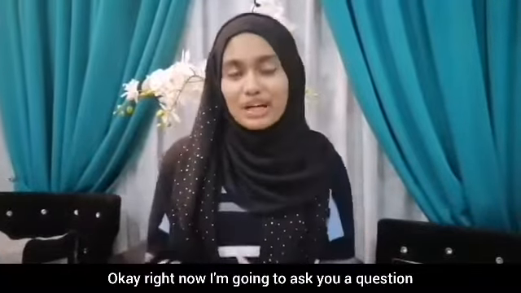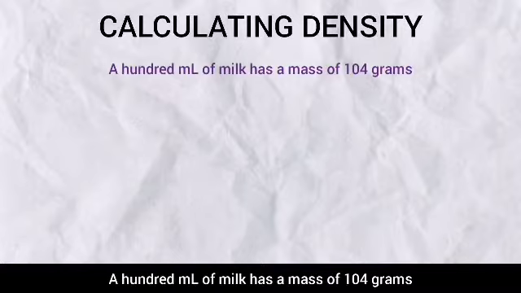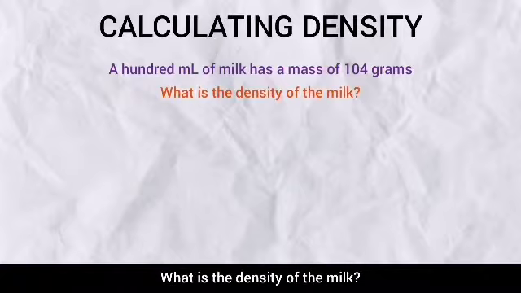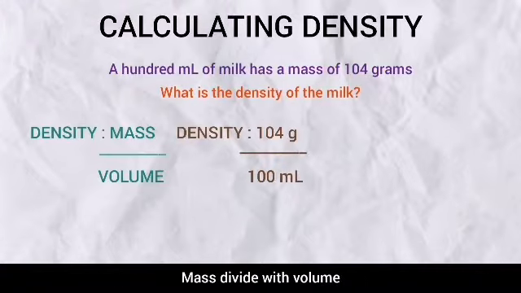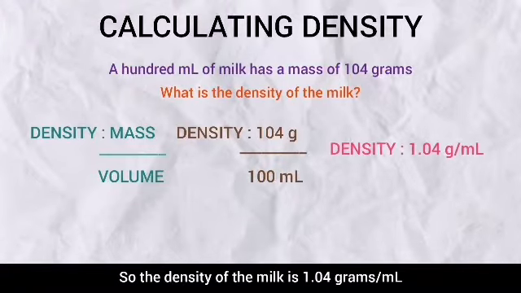Okay, right now I'm going to ask you a question. This is how the question sounds. 100 ml of milk has a mass of 104 grams. What is the density of the milk? You need to remember the love formula that I just told you. Mass divided by volume. So the density of the milk is 1.04 gram/ml.